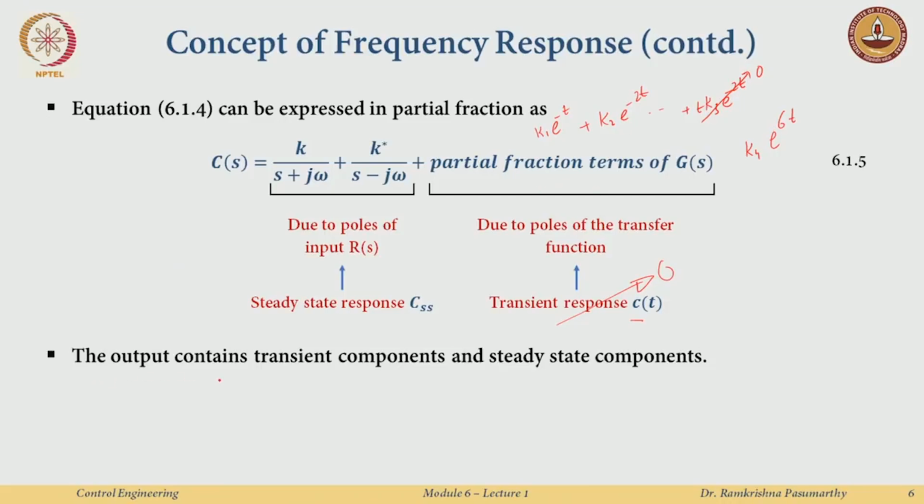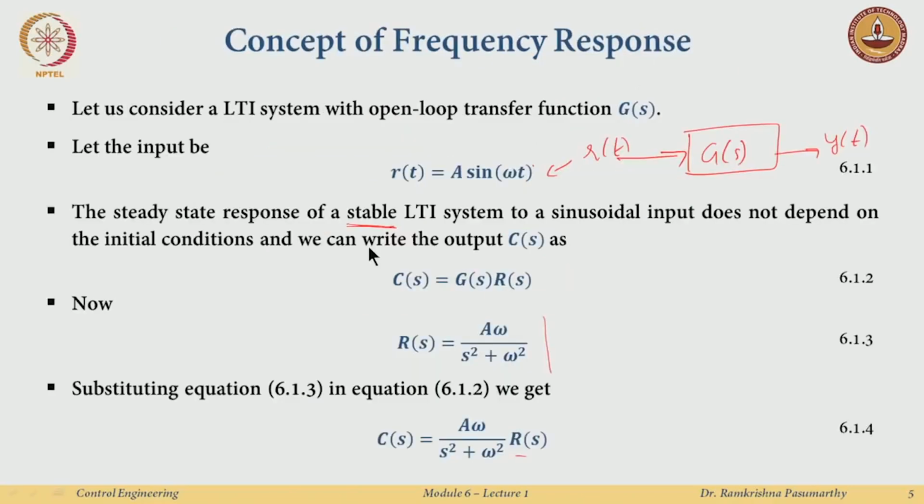So, the output contains, of course, the transient terms and the steady state components. Now, at steady state, these terms die down, and what is remaining is the effect of only these terms, k over s plus j omega, k over s minus j omega, and these are essentially due to the input.